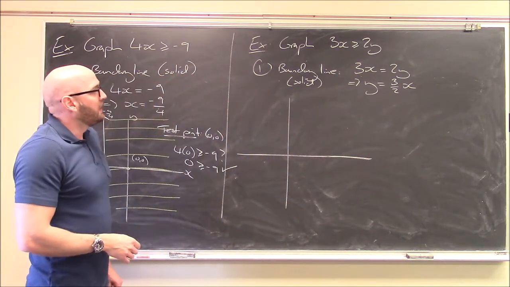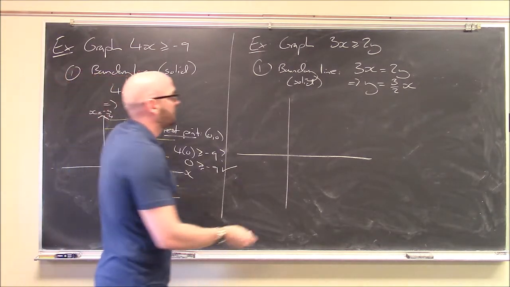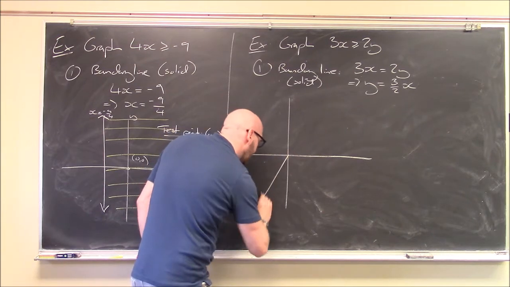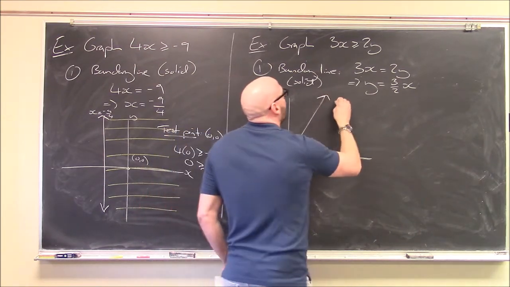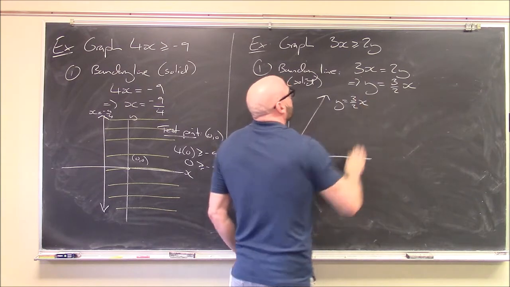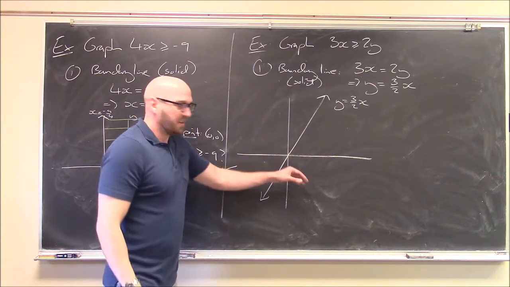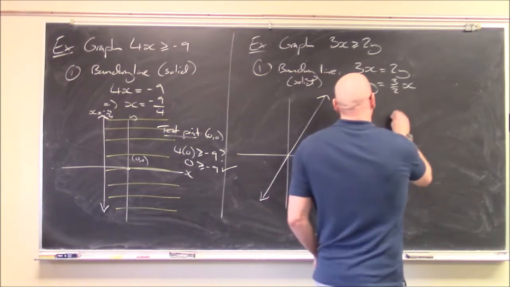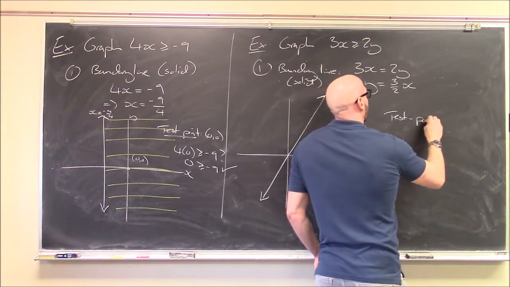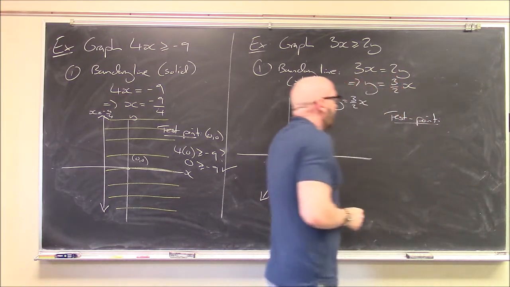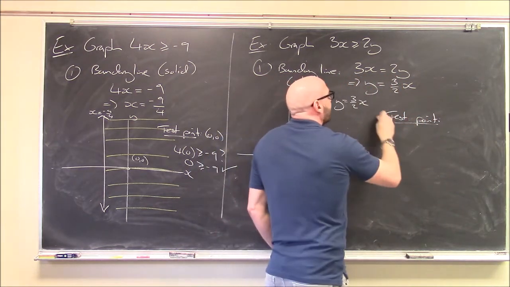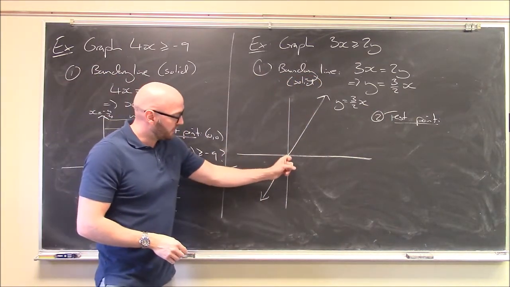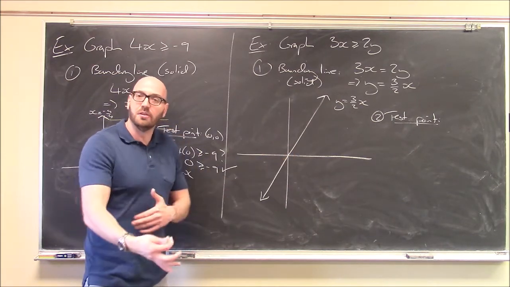So y equals 3/2 x, what is that? That's got slope 3/2 and y-intercept 0, so somewhere through the origin, something like this. y equals 3/2 x. Just eyeballing a slope that looks a little bit bigger than 1 there. And we'll choose a test point. Any test point not on the line. In the last two examples, we chose the origin because it wasn't on the line, and 0, 0 is a nice number.